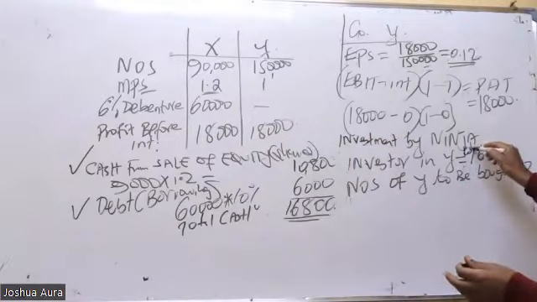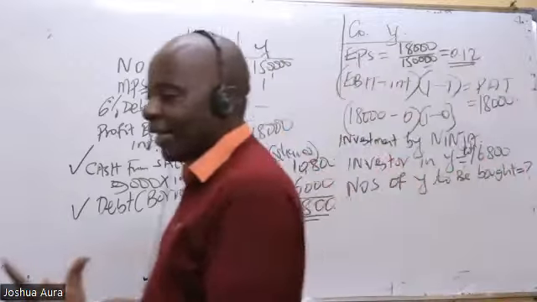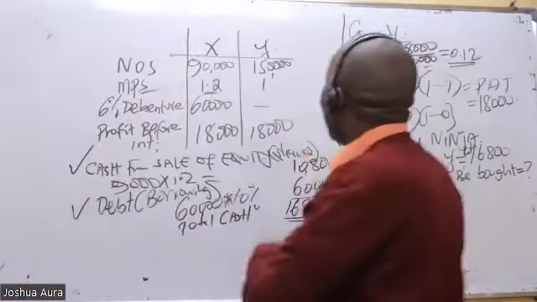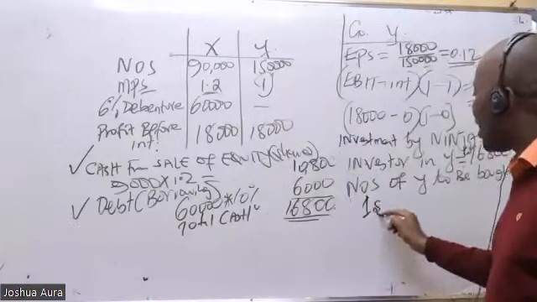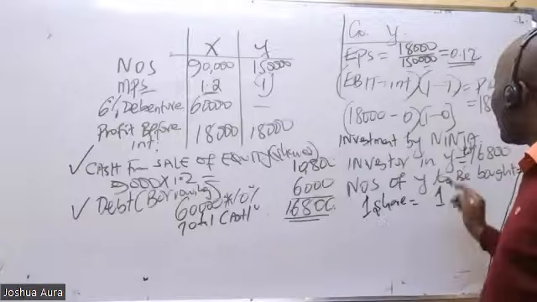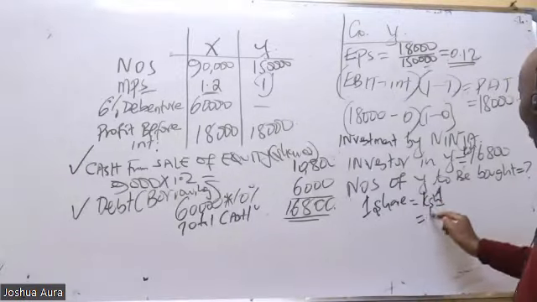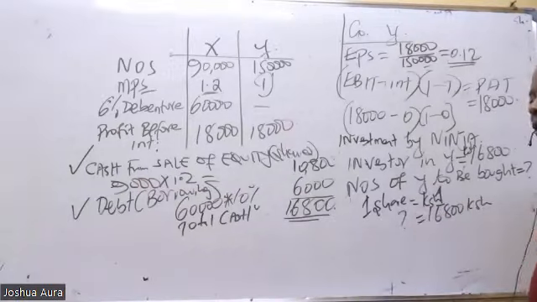These are Kenya shillings. So I would want to know, armed with the Kenya shilling 16,800, how many shares will he be able to buy in Y? Remember that one share in Y equals 1 Kenya shilling. How about 16,800 Kenya shillings? When you cross multiply, you can see it is 16,800 shares.